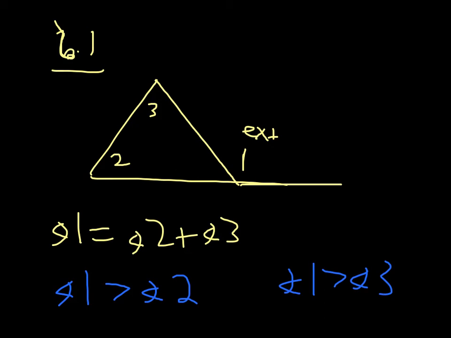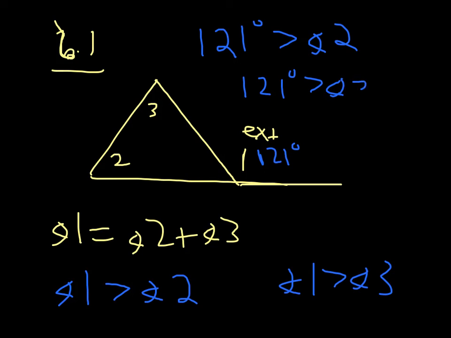So if I just gave you the exterior angle, if the measure was 121 degrees, what can we conclude? Well, other than saying angle 2 plus angle 3 must equal 121, by the exterior angle inequality theorem, we could just say that 121 degrees is larger than angle 2, and 121 degrees is larger than angle 3. So angle 2 and angle 3 must each be less than 121 degrees.